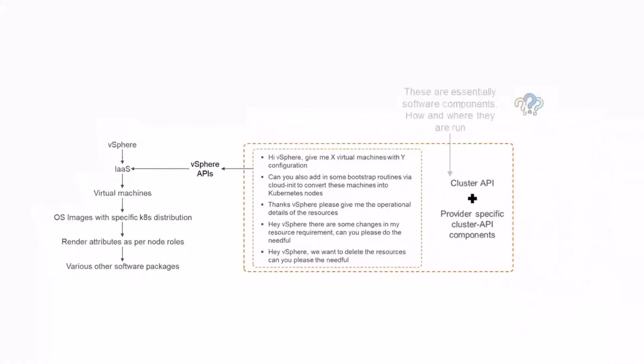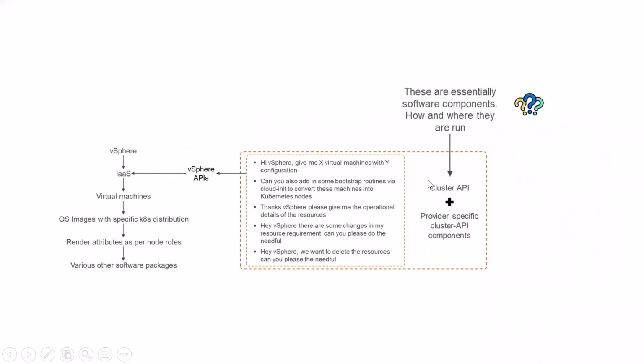Now, essentially these are software components, right? Cluster API and the provider specific or vSphere Cluster API components. These are software components. The point is how and where they are run. How do you install these things? Where do you install them? How do you run them? Are they deployed on a virtual machine? Where are they deployed? So Cluster API and the whole ecosystem of components are cloud native in nature.